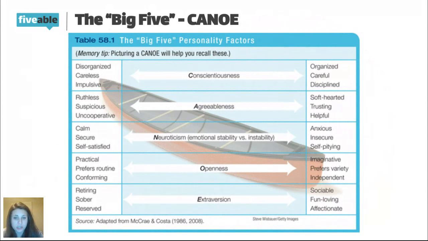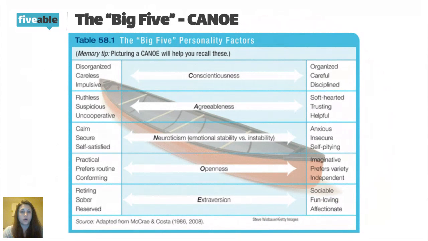That's the key, is understanding what it means to be open, what neuroticism means. Are you more anxious, insecure, or self-pitying? Or are you more calm, secure, and self-satisfied? Are you conscientious? That means you're organized, careful, disciplined. Or are you more disorganized, careless, impulsive? So make sure you understand those words on that spectrum. And so that's sometimes called the big 5 CANOE, because it's basically the 5 main types of personalities that we can categorize people with.